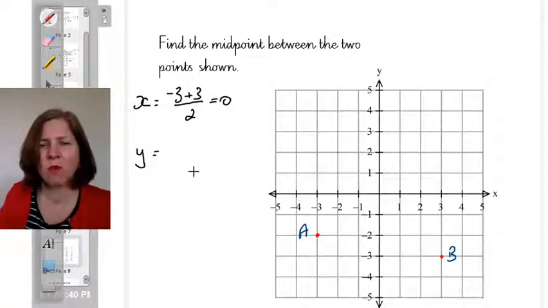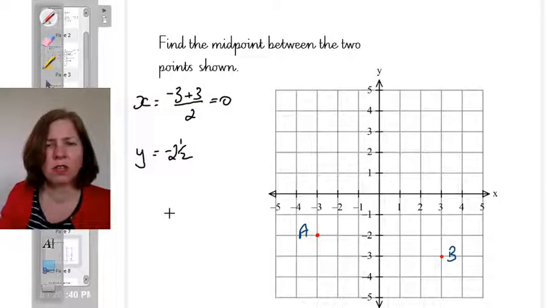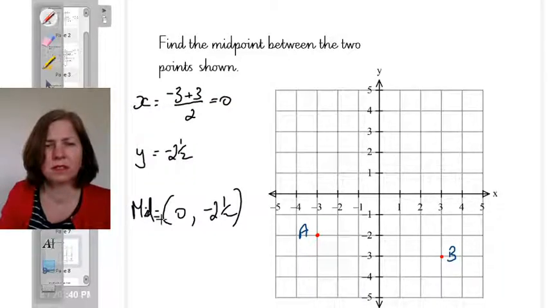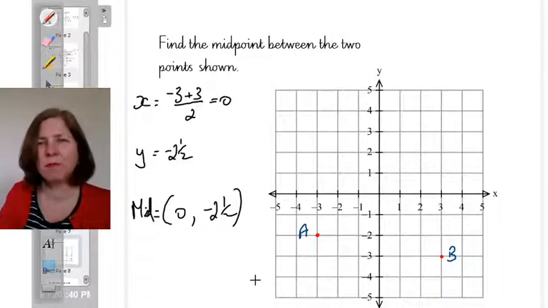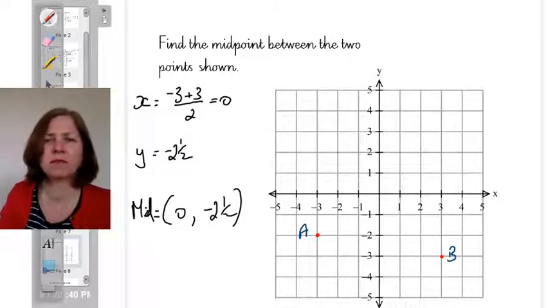All right, let's look at our y values. Actually, you know what? It's -2 and -3. I don't need to do any working out to find out that the middle is going to be -2.5. So I've got 0, -2.5 is my midpoint. Okay, we use capital M for midpoint so we don't get confused with small m, which is gradient.